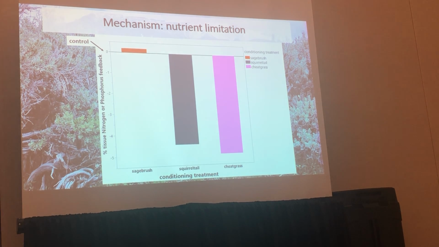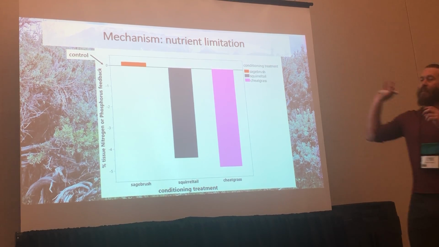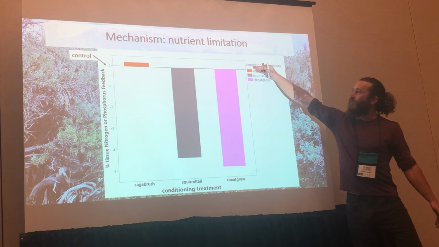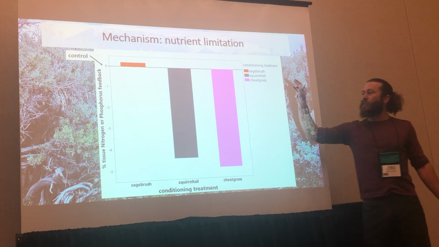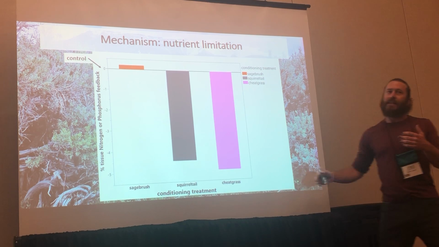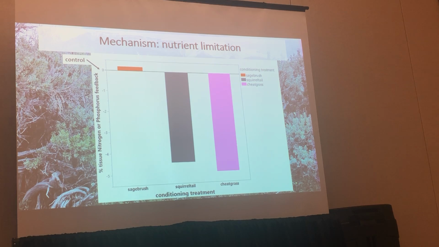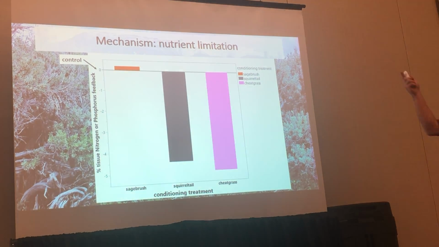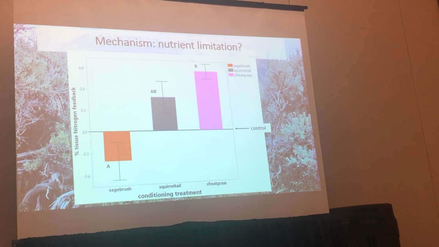So, negative effect. First thing I looked at was, is it nutrient limitation? This is a hypothetical graph of what you would expect if nutrient limitation was occurring, where the control is 0, and this is tissue nutrient content. So nitrogen or phosphorus, you would expect that if nutrient limitation was occurring, they would be getting less nitrogen or phosphorus into their tissues after conditioning. But you wouldn't see that in sagebrush, or not as much, because it didn't have as much of a negative effect. What did I see?